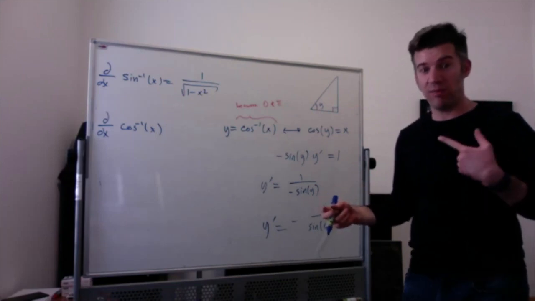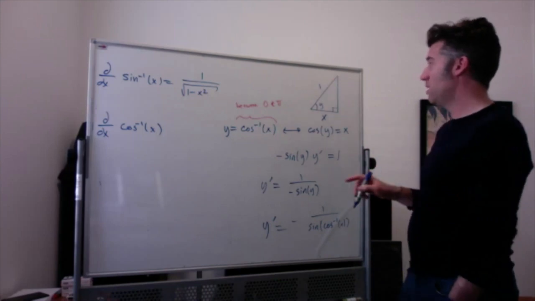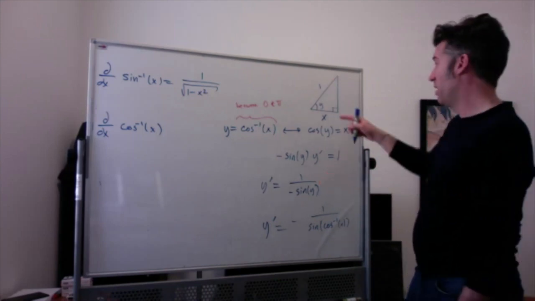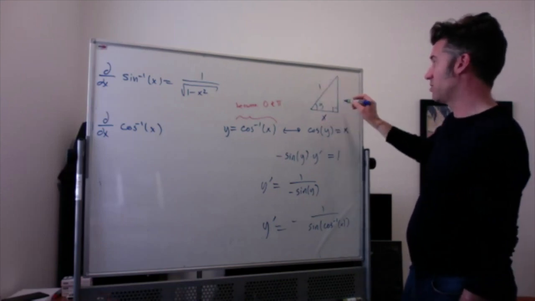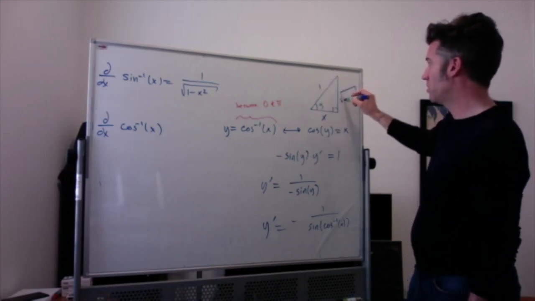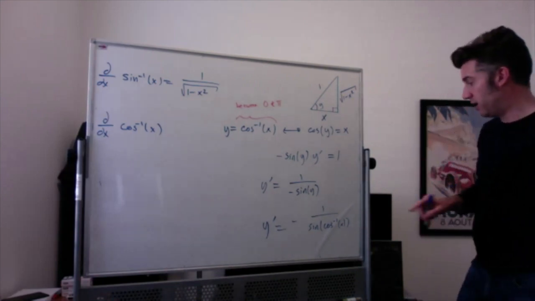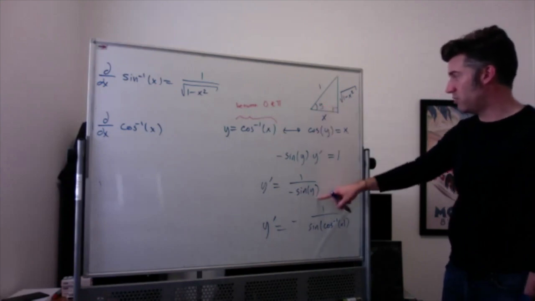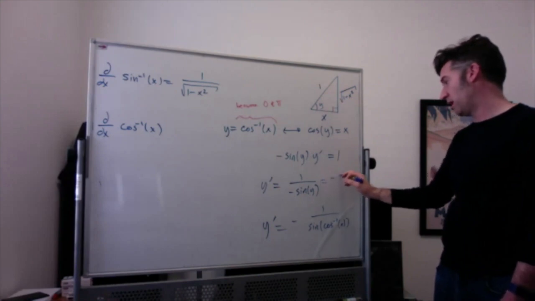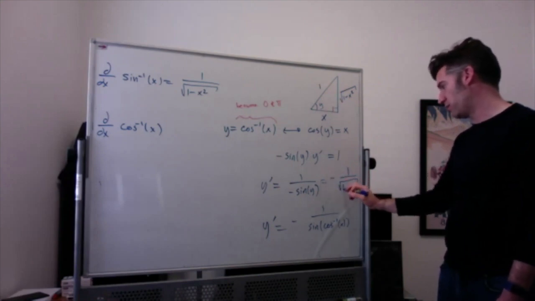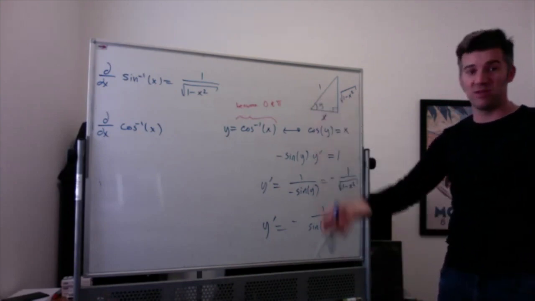Cosine is adjacent over hypotenuse, so adjacent is x. Hypotenuse is 1. And the third side, using the Pythagorean theorem, x squared plus blank squared equals 1 squared. So blank squared equals 1 minus x squared. So we get that this is equal to the square root of 1 minus x squared. And then sine of this angle is the opposite over the hypotenuse, which is going to be negative 1 over the square root of 1 minus x squared. Which is nice because it's virtually the same as the derivative of the inverse sine.